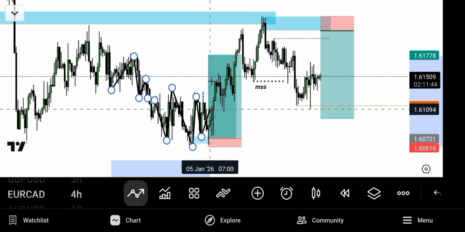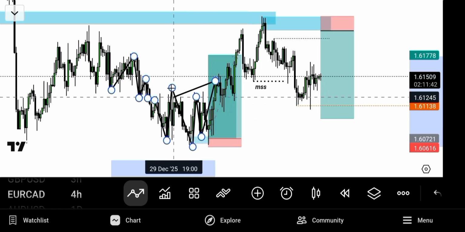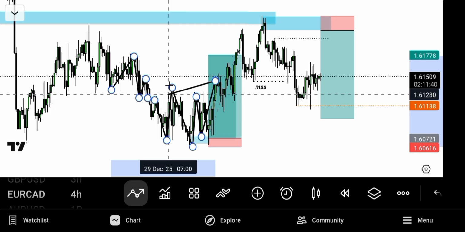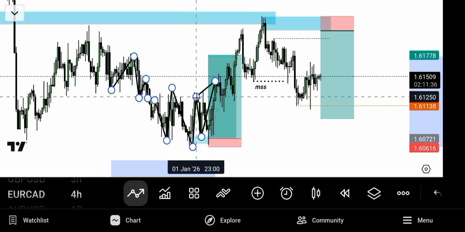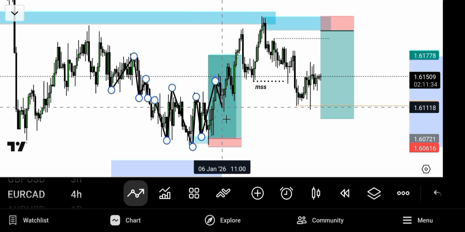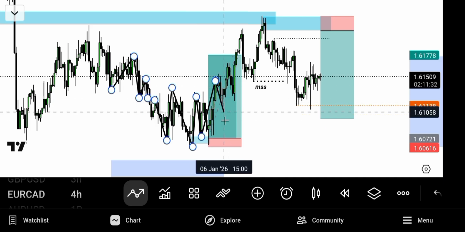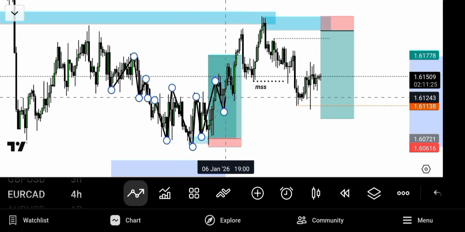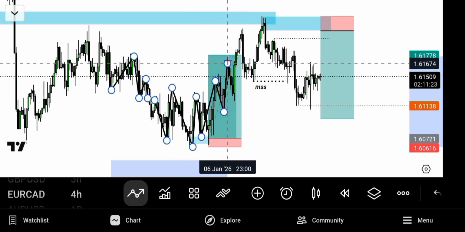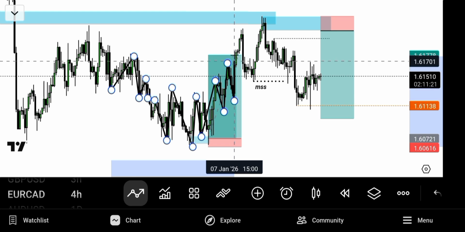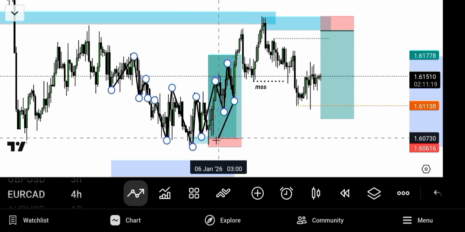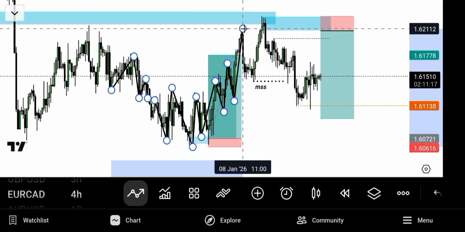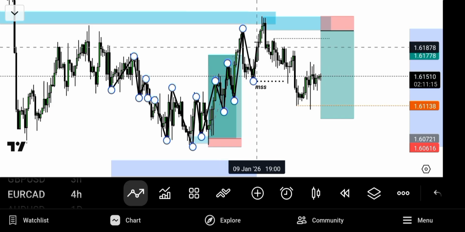Then finally it breaks structure at this point, which is breaking the previous lower high. Once it breaks this previous lower high, we are now in an uptrend. We have a market structure shift, right? And it's expected that price will keep on trading above. So price starts forming a series of higher highs and higher lows, higher high, higher low, higher high, higher low.